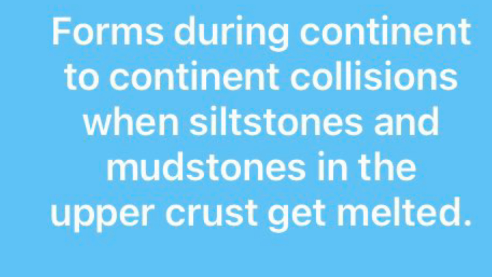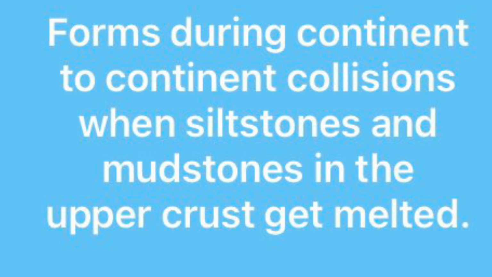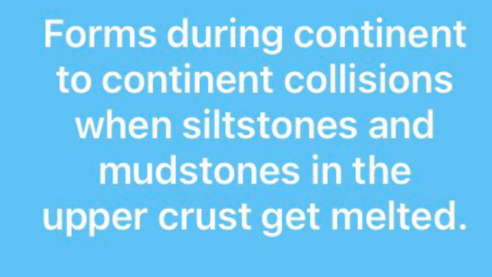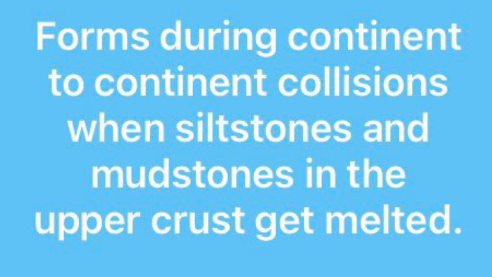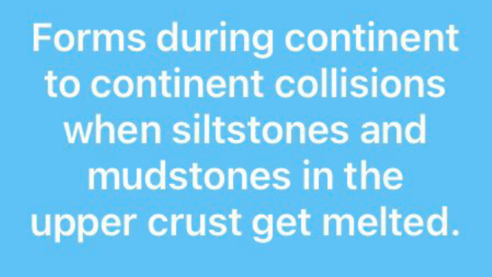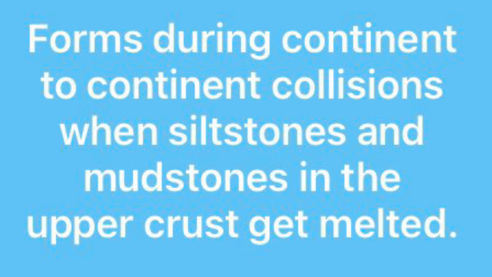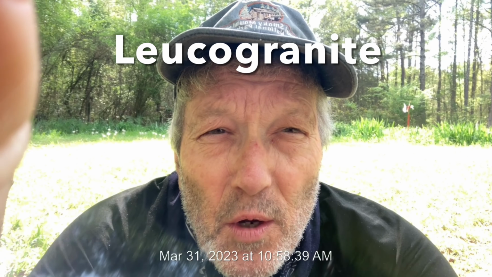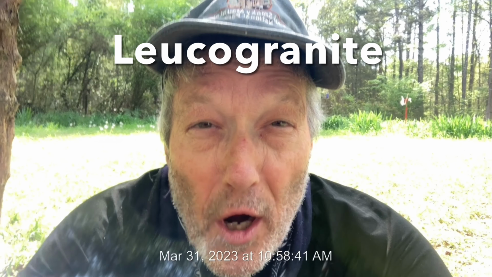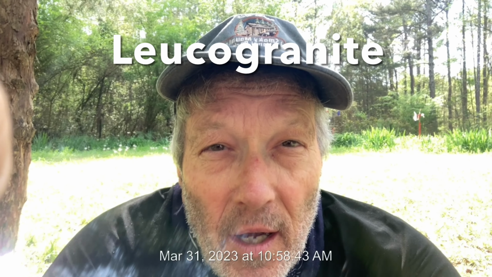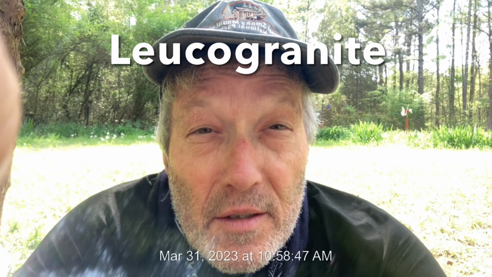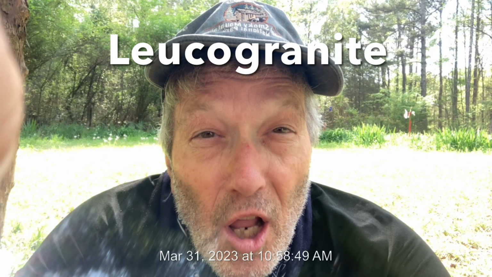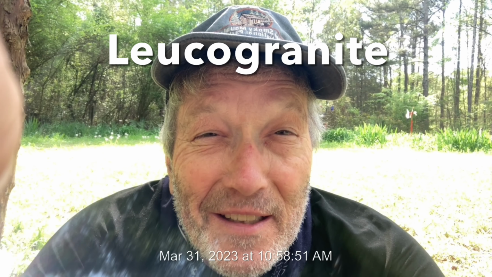Leuco granite forms in continental collisions when there's a lot of siltstone and mudstone, which makes sense because siltstone and mudstone usually contains a lot of quartz and feldspars, but not usually a lot of dark minerals. Hey guys, so the way that I remember Leuco Granite is Leuco reminds me of leukocytes, which are white blood cells. And so that would mean it's got a lot of white in it and not much black in it. I hope that helps.